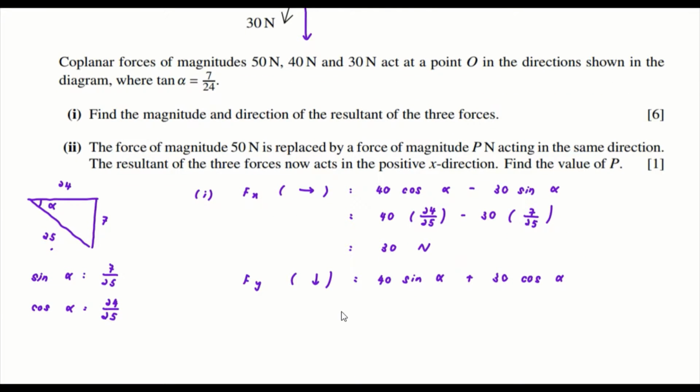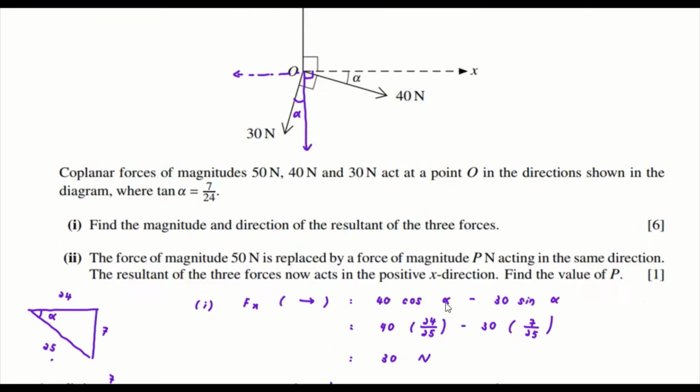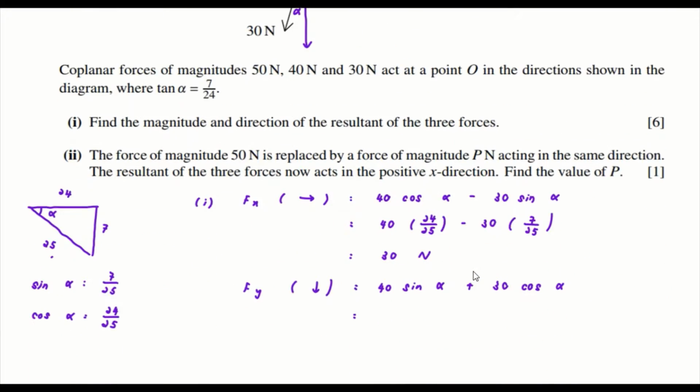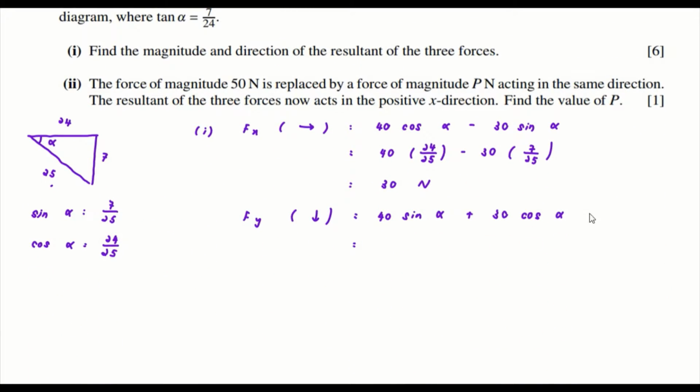Okay, so now I can just continue. So 40, I'm sorry, we didn't finish yet. So this is going down for the 30 and 40, and don't forget you have 50 going up. So that's why 50 is in the opposite direction of going down, so that's why minus 50. Okay, so let's try to solve this. Then I'll be able to get 40 sine alpha is 7 over 25, and then plus 30 cos alpha, 24 over 25.